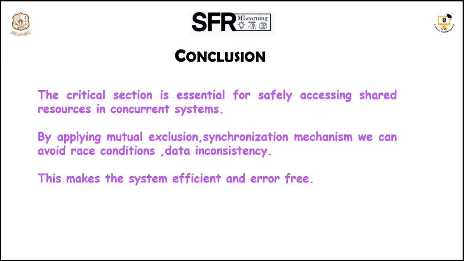Conclusion. The critical section is essential for safely accessing shared resources in concurrent systems. By applying mutual exclusion synchronization mechanisms, we can avoid race conditions and data inconsistency. This makes the system efficient and error-free.